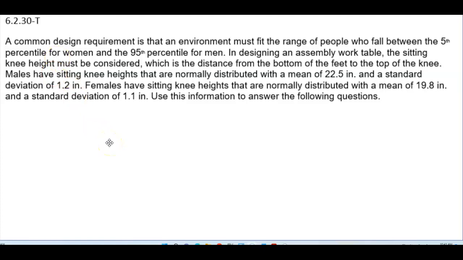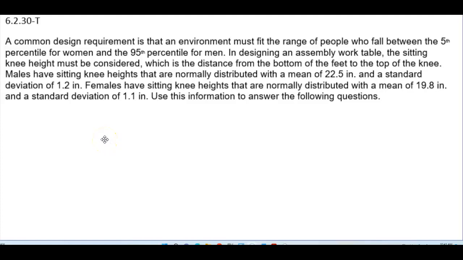A common design requirement is that an environment must fit the range of people who fall between the 5th percentile for women and the 95th percentile for men. In designing an assembly work table, the sitting knee height must be considered, which is the distance from the bottom of the feet to the top of the knee.